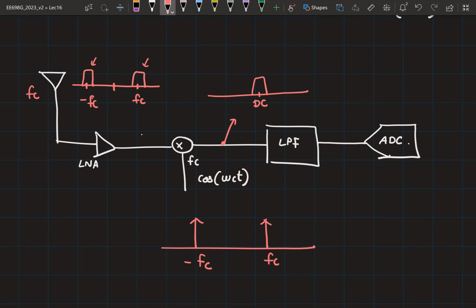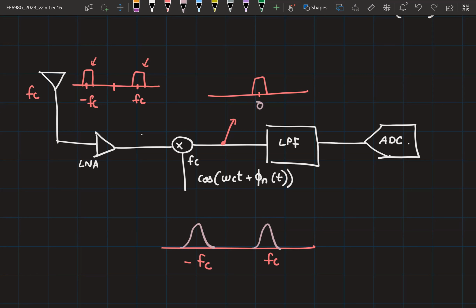Now, instead of having an ideal clock, we have a jittery clock. So you have cos of omega ct plus phi n of t, which means now instead of having impulses at FC and minus FC, you would see that the power has now been spread around FC and minus FC. So now you see that if you convolve this, you don't exactly get the information that you want at DC. It will not appear exactly at DC.